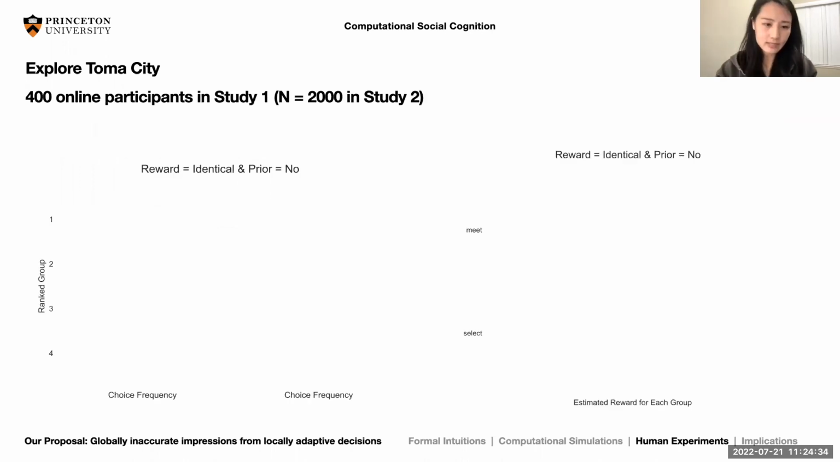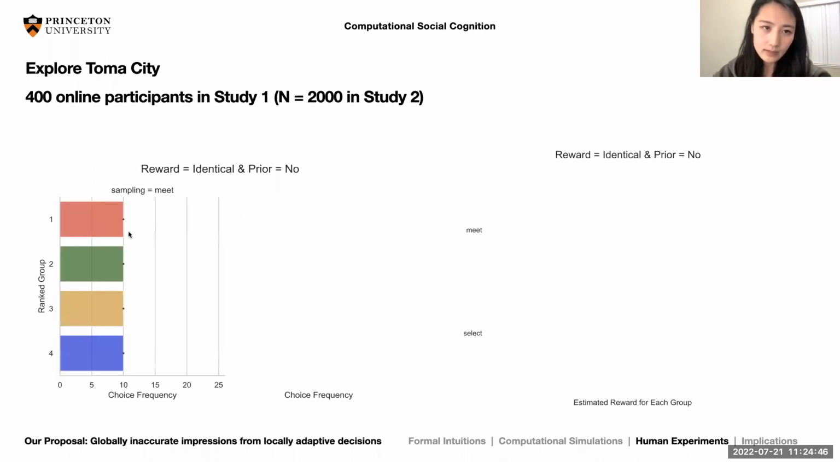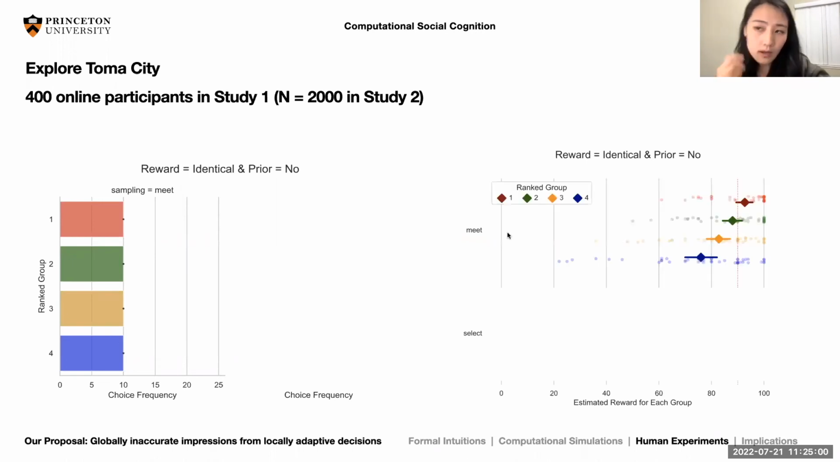All right, now, this is the exciting part of the empirical results. Let's first look at the partner choices here. First, from this random meet condition, we're seeing our participants are meeting the 4 groups, like Tufa, Aima, Roku, and Weki, 10 times each, which makes sense. It's random, like we made them do this. All right. As a result, their estimation about the reward is pretty good.